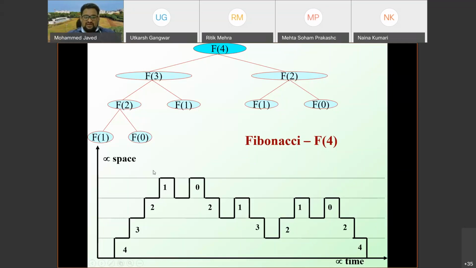So you can see here, this part is already repeated here. So 2, 1, 0, 2. This part is already there. You already computed it, this one. So you can simply substitute and save this particular time.